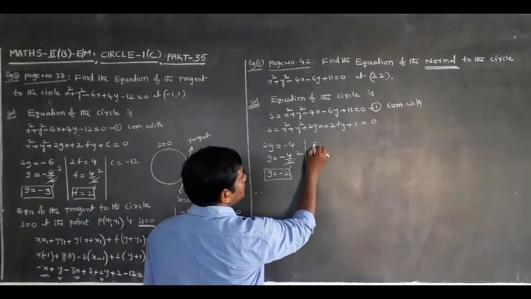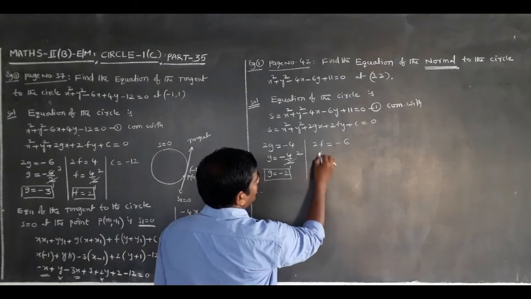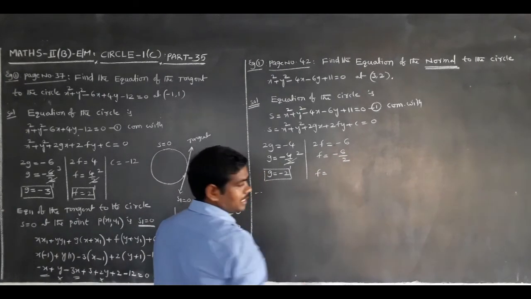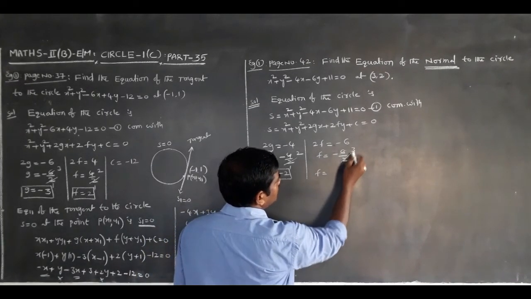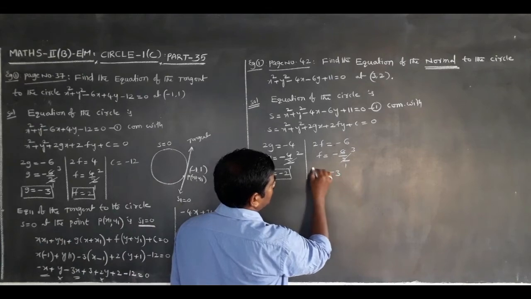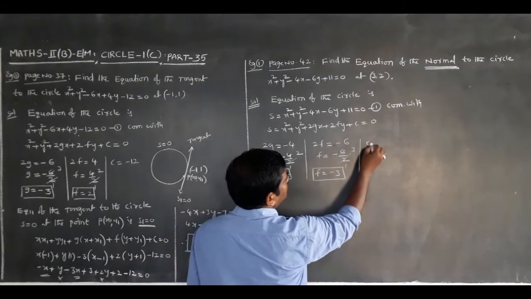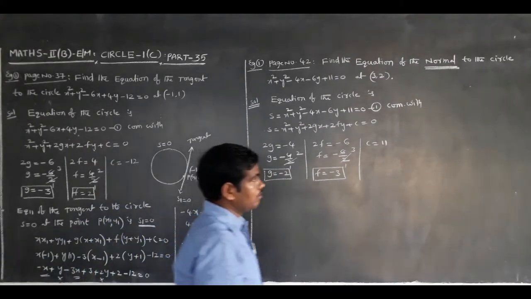Y coefficient 2f. 2f is equal to minus 6. f is equal to minus 6 by 2. Two ones are two, two threes are six. f is equal to minus 3. c is equal to 11.